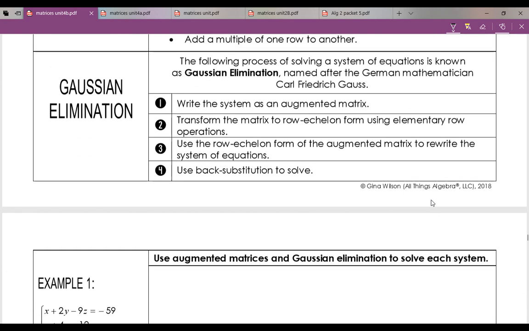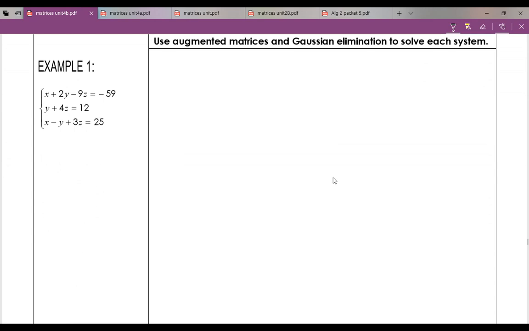All right, so what we're going to do is write the system in augmented matrix form, which we've done twice. Transform the matrix to row echelon form. That means the main diagonal is a 1, and the bottom left corner is all zeros, okay? Use row echelon form to rewrite the system, put x, y, and z back into the problem, and then do back substitution to solve, okay? So notice that they give us a lot of space.